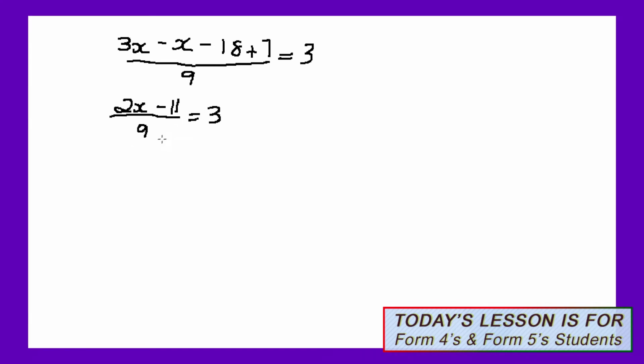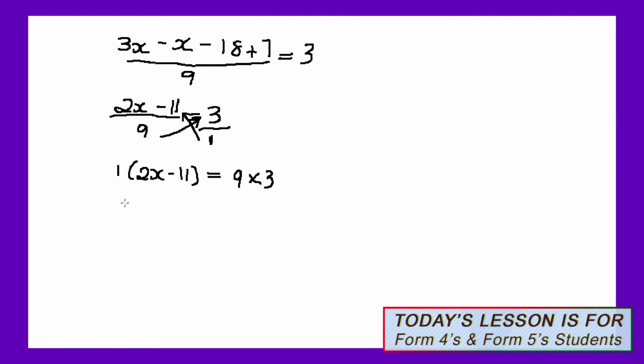So 3 is the same as 3 over 1. So let's insert that there, 3 divided by 1, and we are going to cross multiply. Probably put in some arrows to help them. So 9 would be multiplied by 3, and 1 will be multiplied by 2x minus 11. So we're going to do 1 by 2x minus 11. So that would be 1 multiplied by 2x minus 11 is equal to 9 by 3.